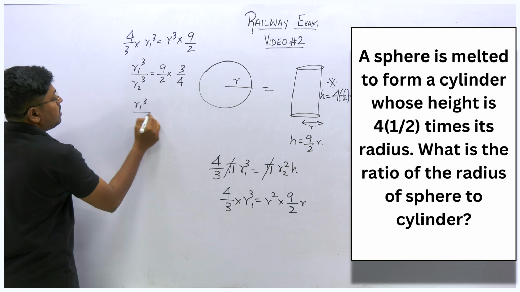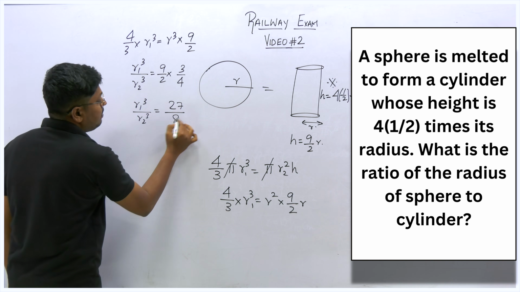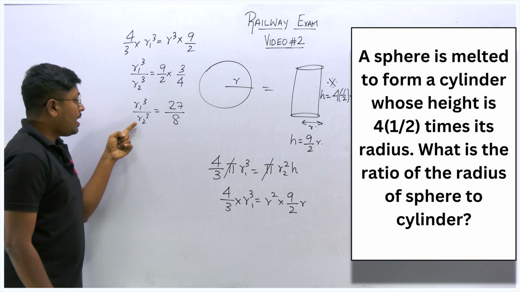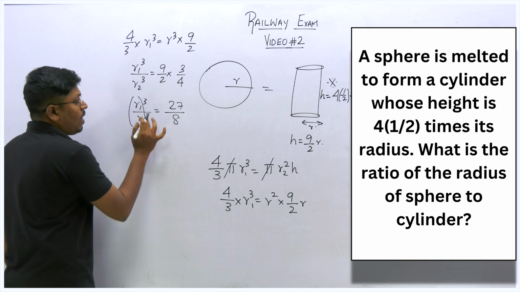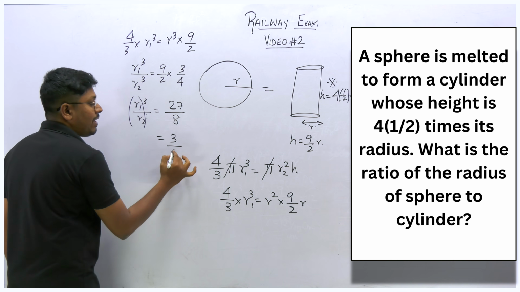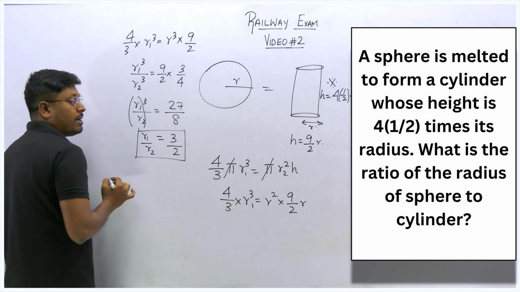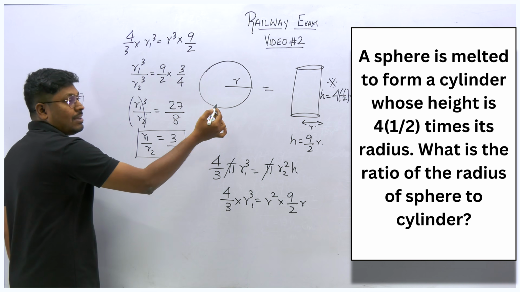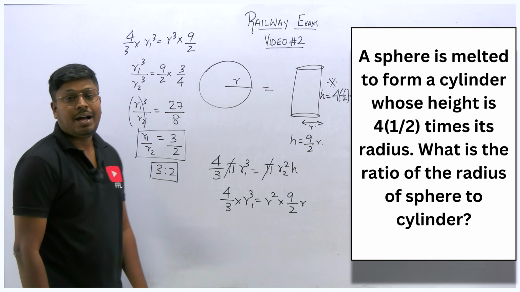So r1 cubed divided by r2 cubed equals 27 by 8, since 9 into 3 is 27 and 4 into 2 is 8. Here the numerator is the radius of the sphere and the denominator is the radius of the cylinder, both cubed, so we can take the cube root. The cube root of 27 is 3, the cube root of 8 is 2. So r1 by r2 equals 3 by 2, which is the ratio of the sphere radius to the cylinder radius, 3:2. That is the answer for this question.